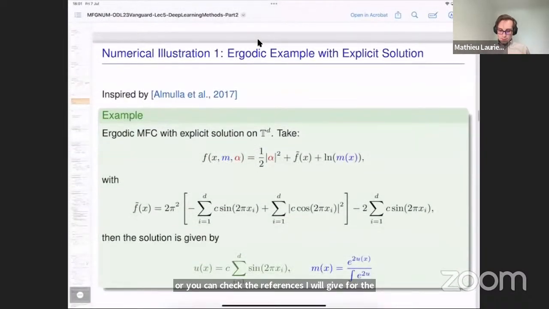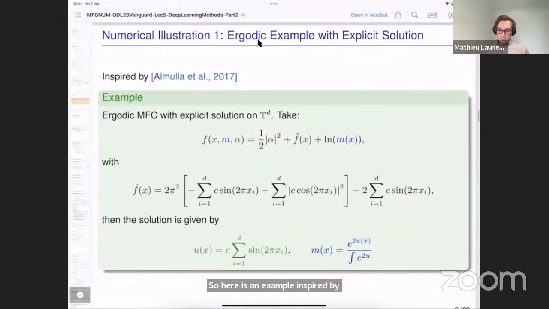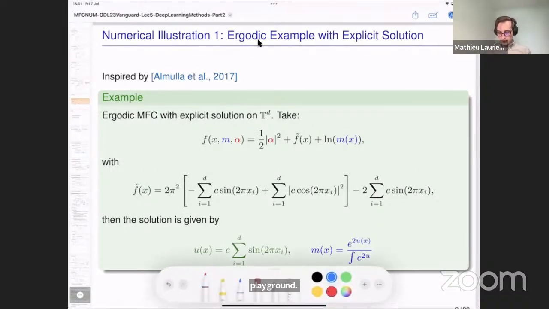So here is an example inspired by a paper by Almulla, Ferreira, and Gomes, which is on the torus for the ergodic mean field game, and they have an explicit solution. So I mentioned that when you're looking for explicit solutions, linear quadratic is a good playground. But if you are on the torus, then linear quadratic does not really work. If you take linear quadratic on a torus, you need the whole space to have the explicit solution.